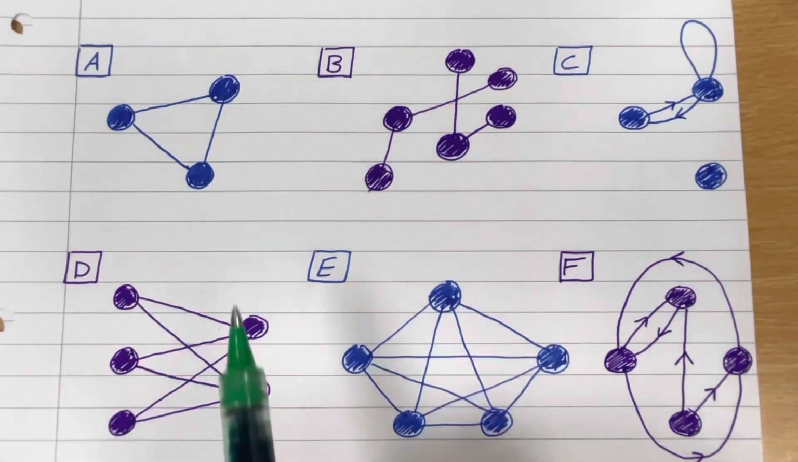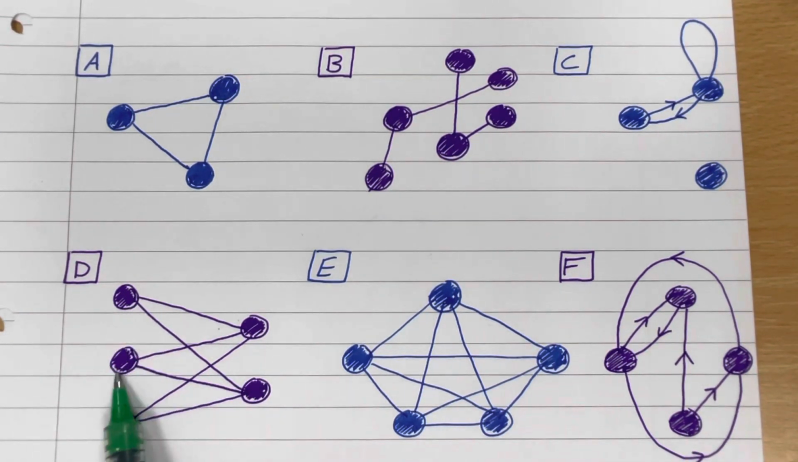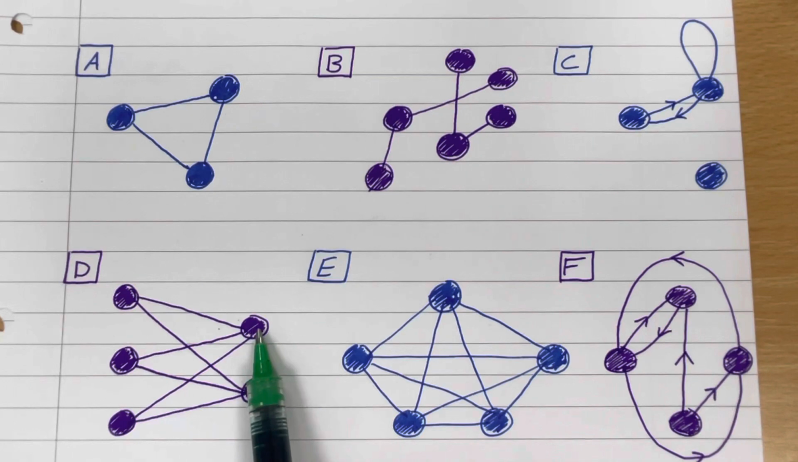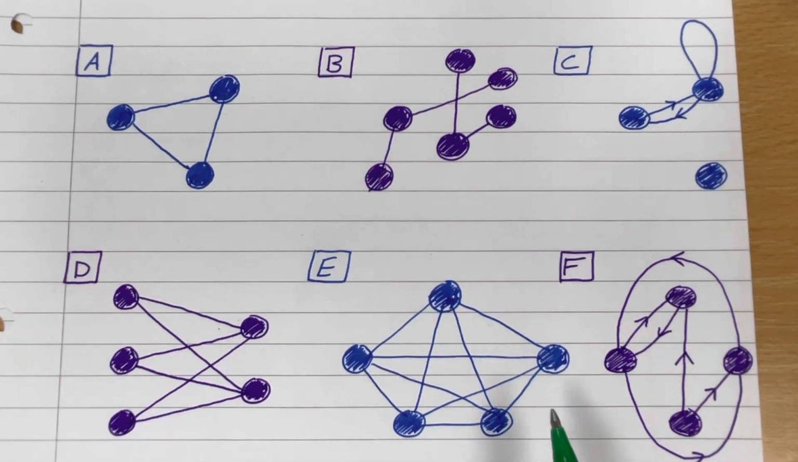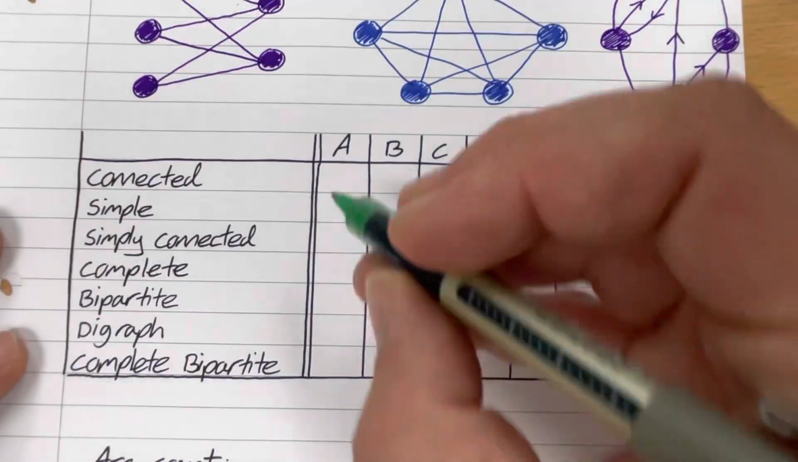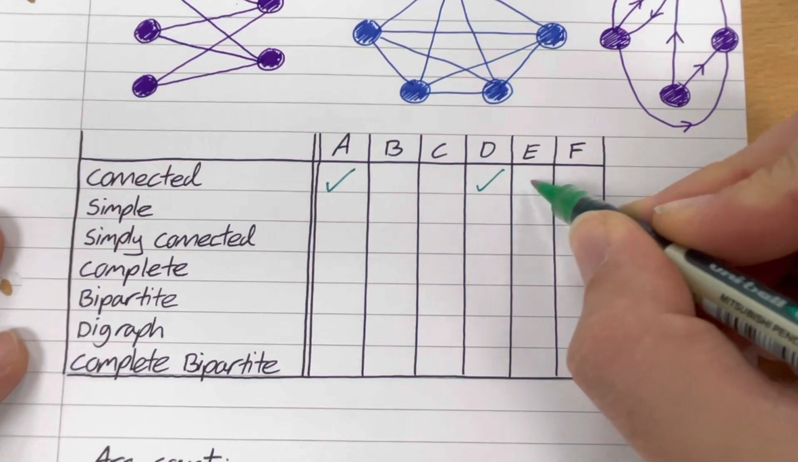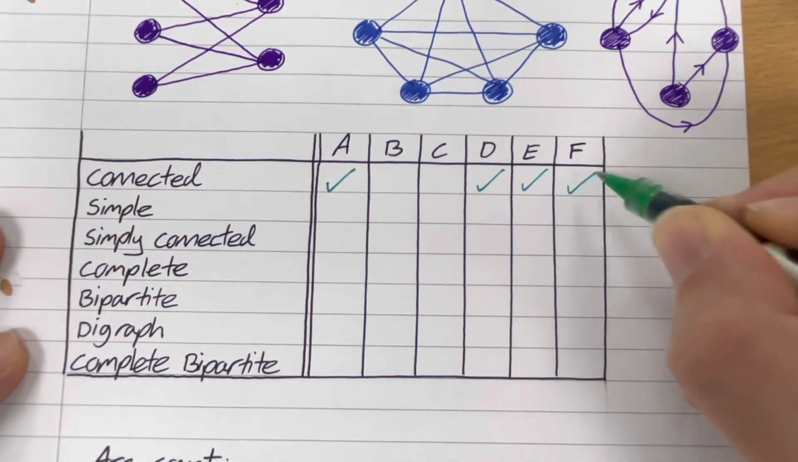Okay, so A was connected, D is connected. I can get from here to here, I can do that route, or to get from here to here, I can do that route. This is connected, and this is connected. So A was connected, B was not, C was not, D was connected, E was connected, and F is connected.